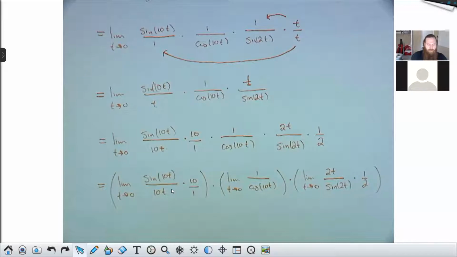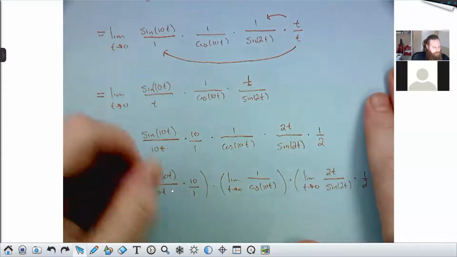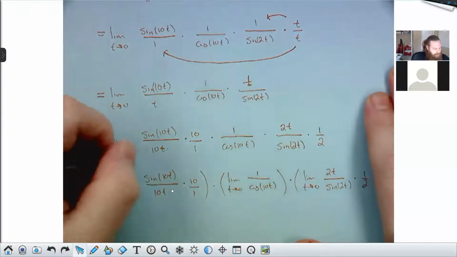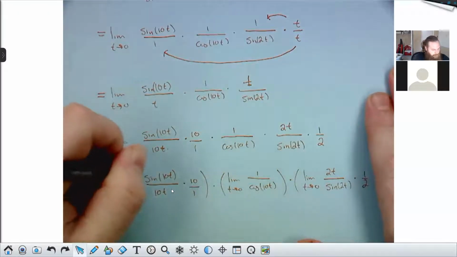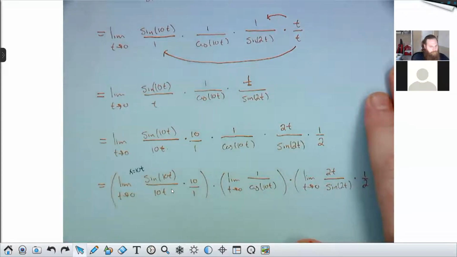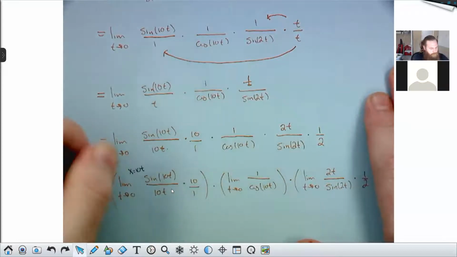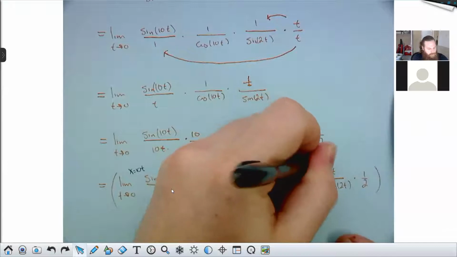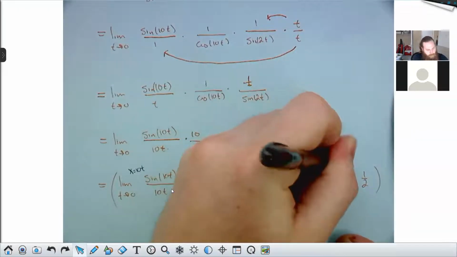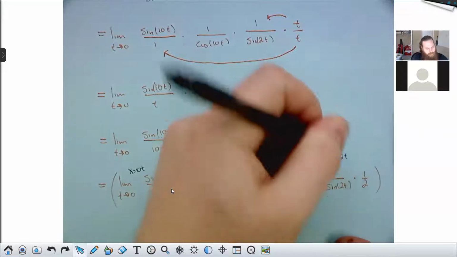The way the book teaches this is they say you're going to make a substitution in this first guy. Here we're going to let x be 10t. And we're going to make a substitution in this guy. We're going to let x be, I should use a different letter, let y be 2t.